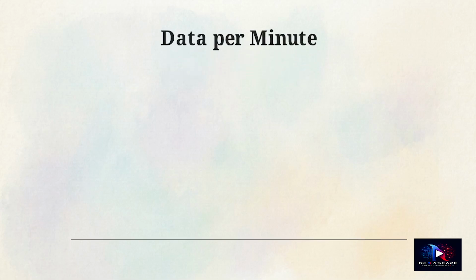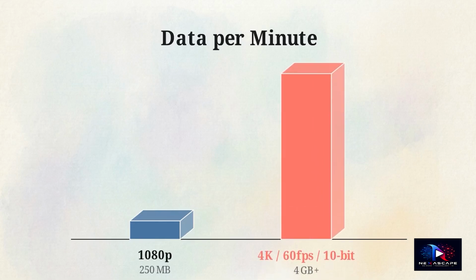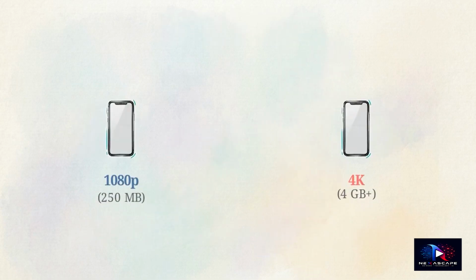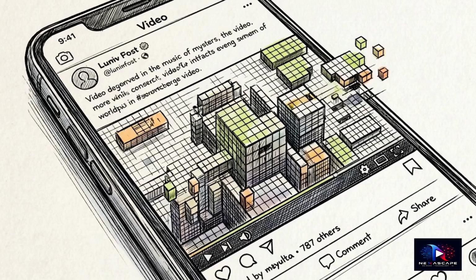Look at this 3D chart comparing file sizes. A standard 1-minute 1080p video takes up about 250 megabytes. That same minute shot in 4K at 60 frames per second with 10-bit color explodes to over 4 gigabytes. But when you put both files on a standard 6-inch smartphone screen, they look completely identical. You are capturing a file that is 16 times larger, but your audience receives zero benefit.